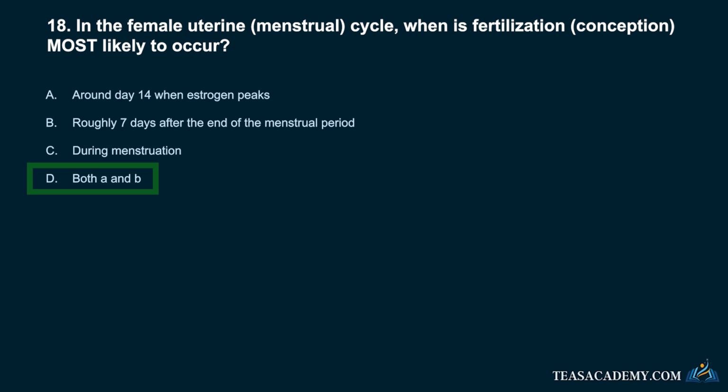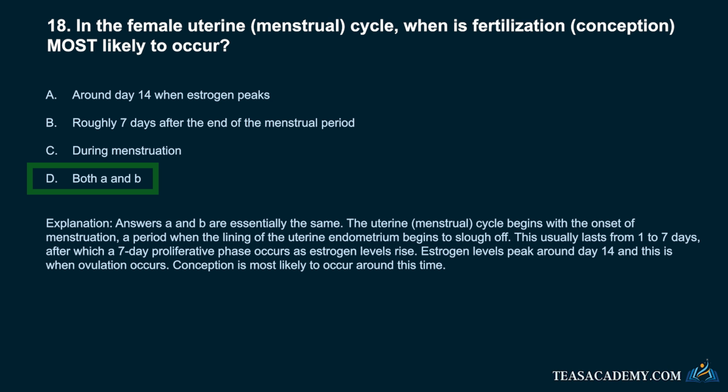Correct answer, D. Both A and B. Answers A and B are essentially the same. The uterine (menstrual) cycle begins with the onset of menstruation, a period when the lining of the uterine endometrium begins to slough off. This usually lasts from 1 to 7 days, after which a 7-day proliferative phase occurs as estrogen levels rise. Estrogen levels peak around day 14 and this is when ovulation occurs. Conception is most likely to occur around this time.